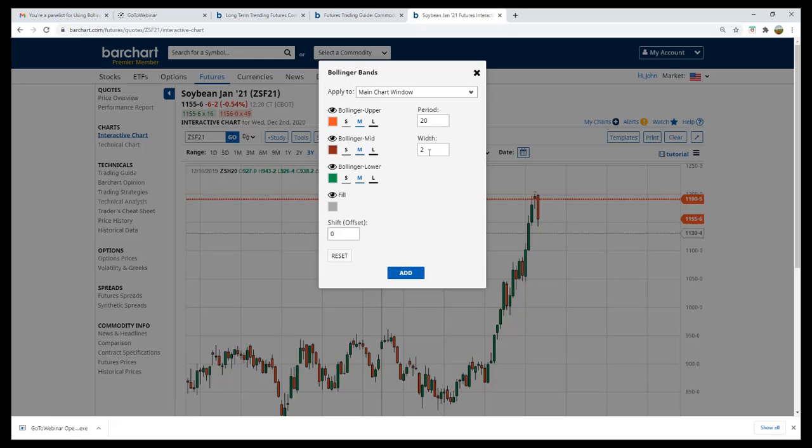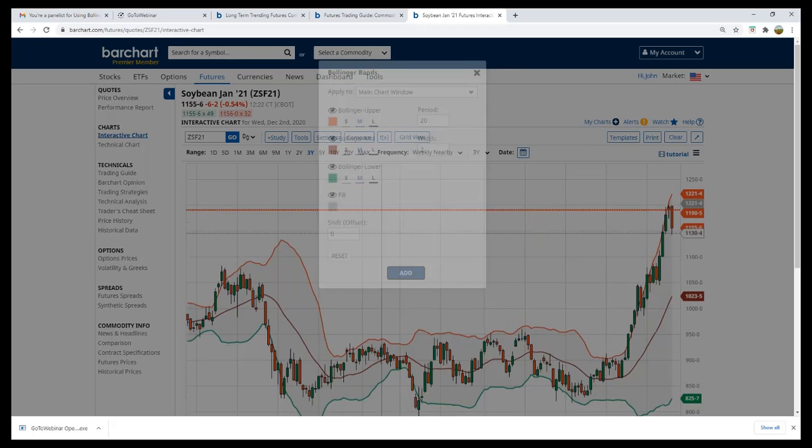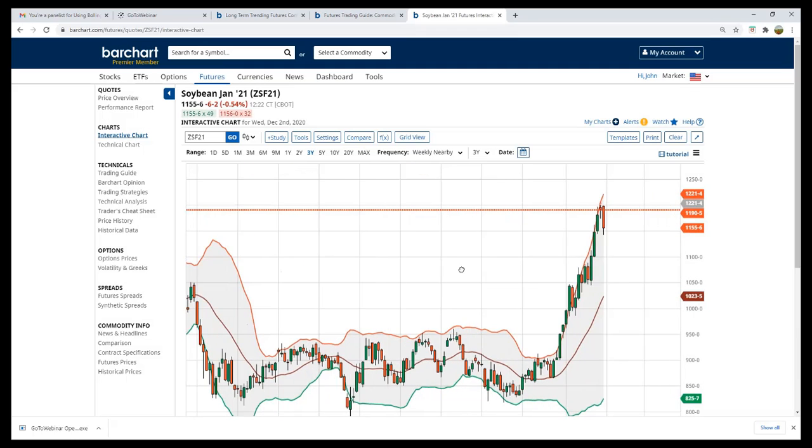And you can adjust that. I know some traders who like to look at 2.5s and 3s, and day traders might look at 1.5s. But the default here is 20 and 2. Okay, so we're going to add that to our chart.